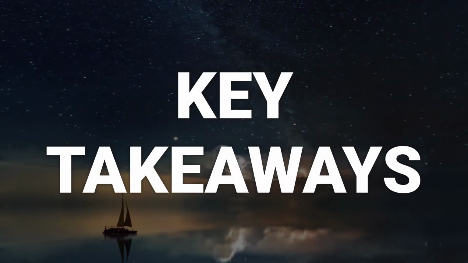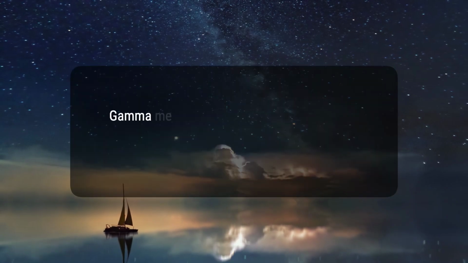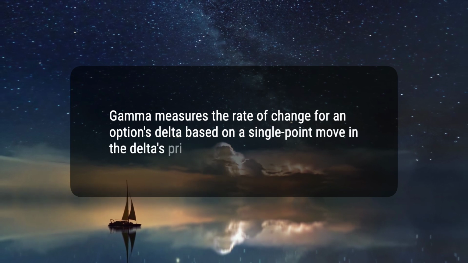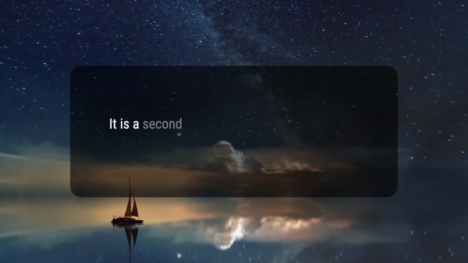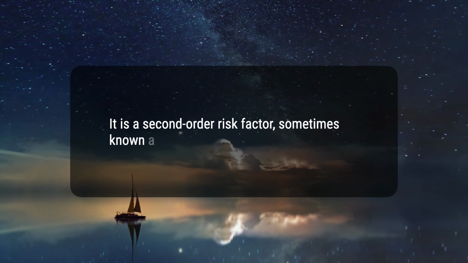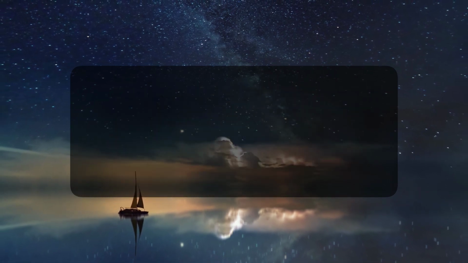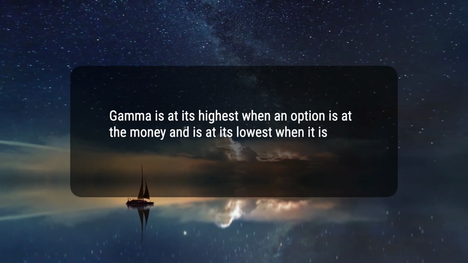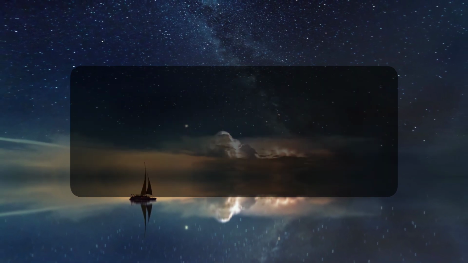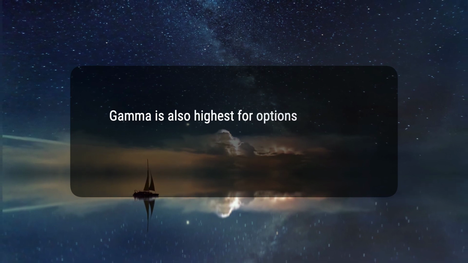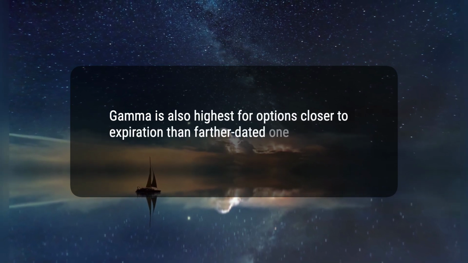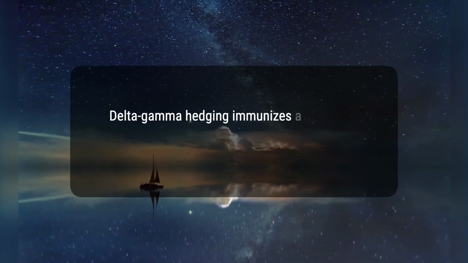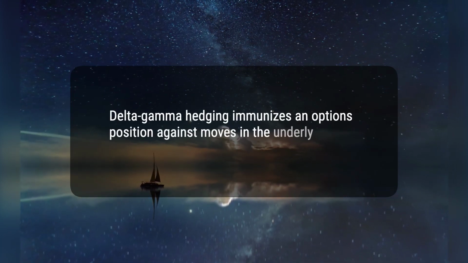Here are 5 key takeaways. 1. Gamma measures the rate of change for an option's delta based on a single-point move in the underlying's price. 2. It is a second-order risk factor, sometimes known as the delta of the delta. 3. Gamma is at its highest when an option is at the money and is at its lowest when it is further away from the money. 4. Gamma is also highest for options closer to expiration than farther dated ones, all else equal. 5. Delta gamma hedging immunizes an option's position against moves in the underlying asset.